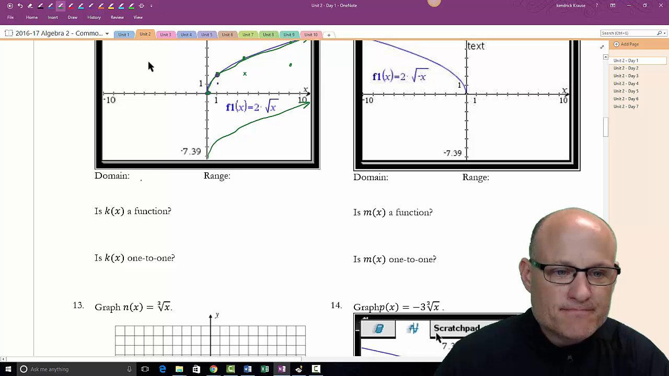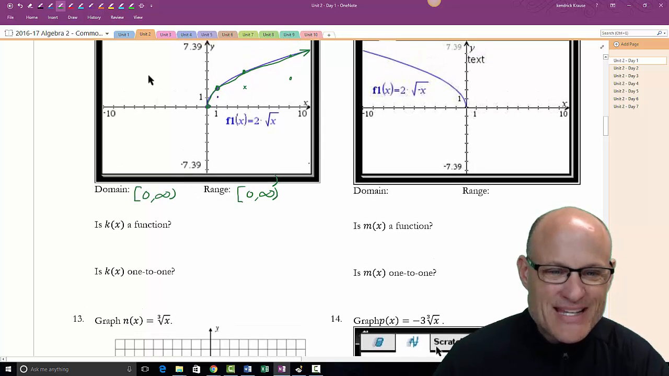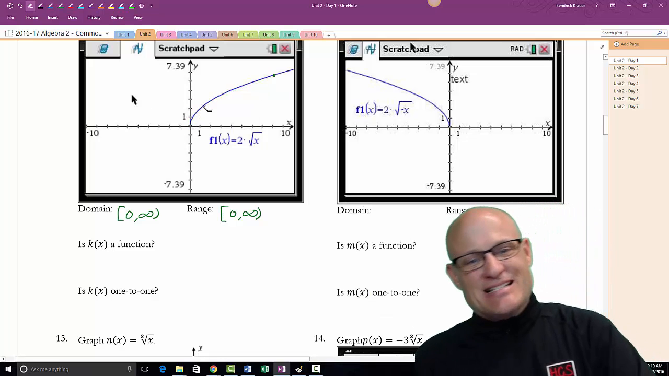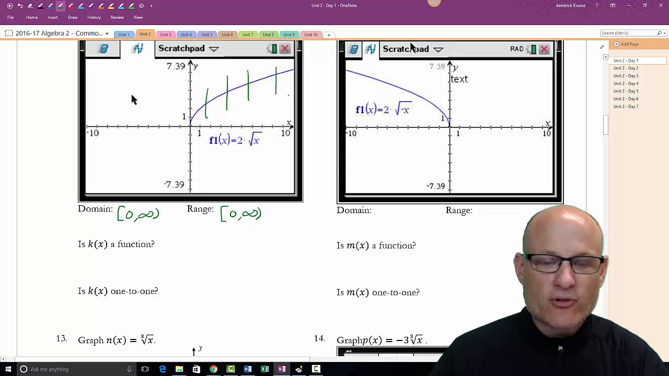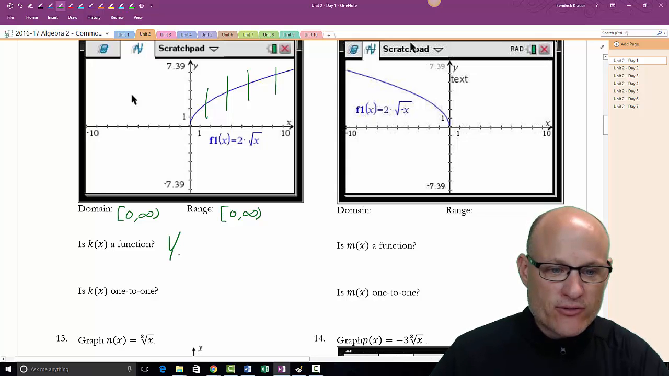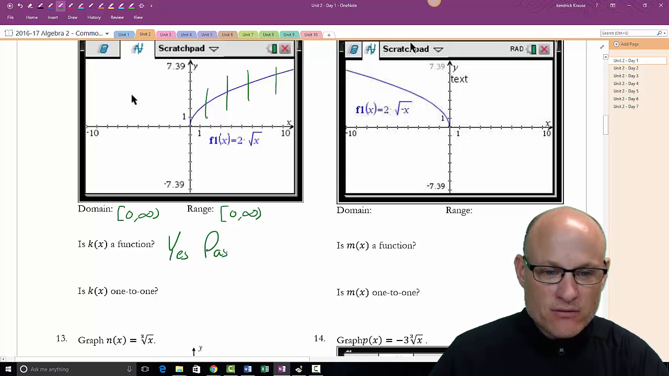So domain, 0 to infinity. Range, 0 to infinity. Okay, that's not a problem. Is it a function? Does it pass the vertical line test? Yep. Can't draw a vertical line without hitting it more than once. So yes, it passes the VLT, the vertical line test.